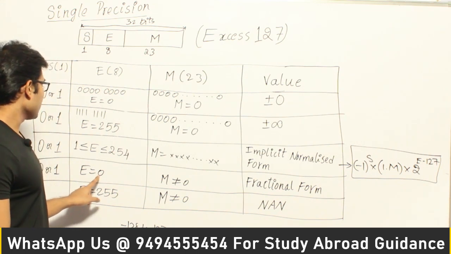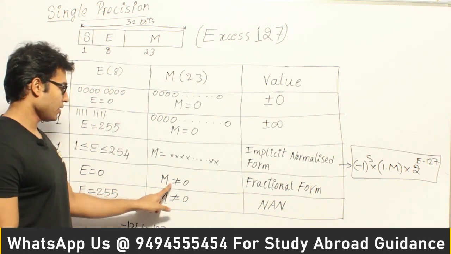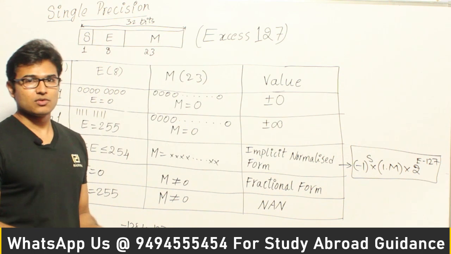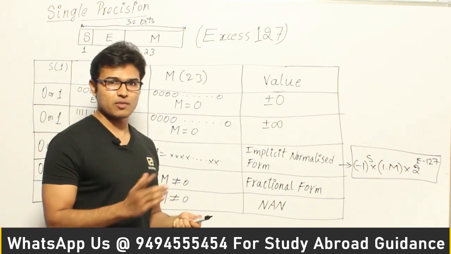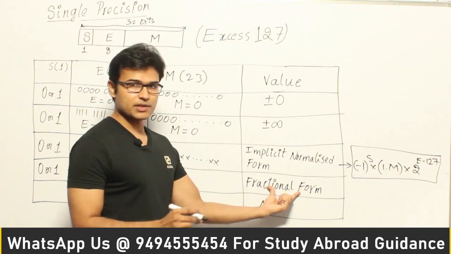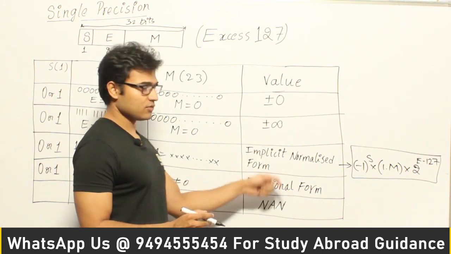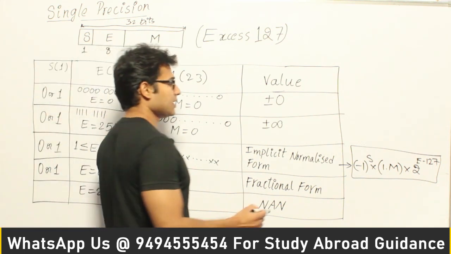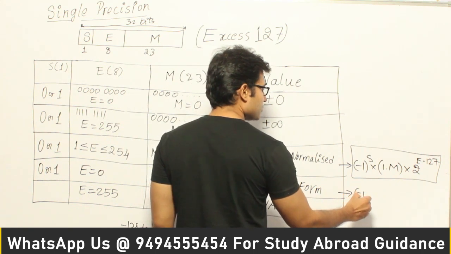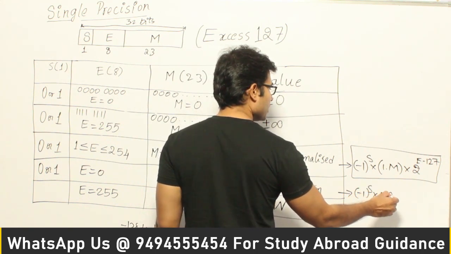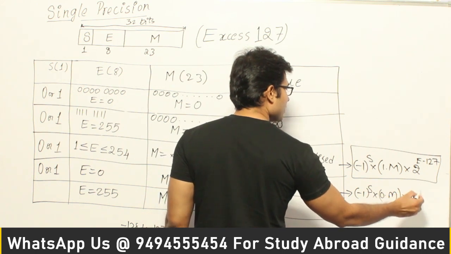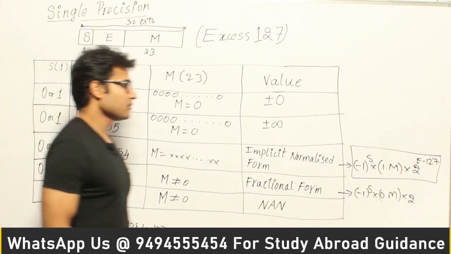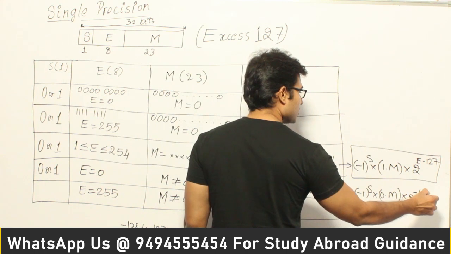And the next one is, whenever exponent is 0 and mantissa is other than 0, then it is representing a fractional part. Fractional form means we are not going for any normalization, so it is also called denormalized form. If you don't use any normalization and write the number as it is, then it is called denormalized form or fractional form. In this case the value is going to be minus 1 power s into 0.m into 2 power e minus 127, but since e is equal to 0, you can directly write it as minus 127. So this is the form.